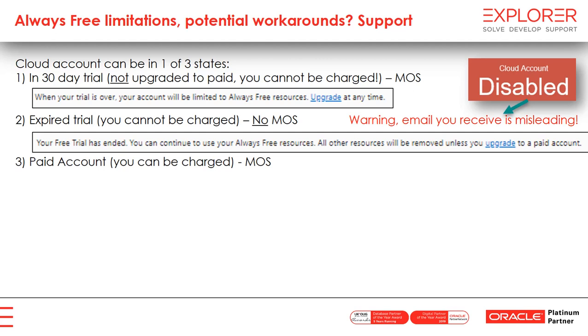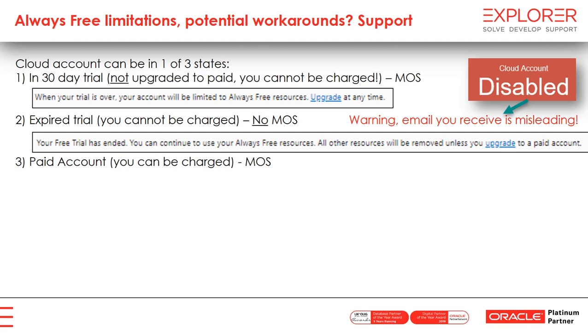You can be in an expired trial. Again, you cannot be charged for this. You haven't upgraded to a paid. At this point, you no longer have access to My Oracle support. A little bit of a warning on the slide for you there. When your trial account converts to an expired trial account, i.e. your trial expires, the email you initially receive is a little bit misleading. It seems to suggest that your cloud account has been disabled, but I was able to successfully log into it and carry on using my always free resources.